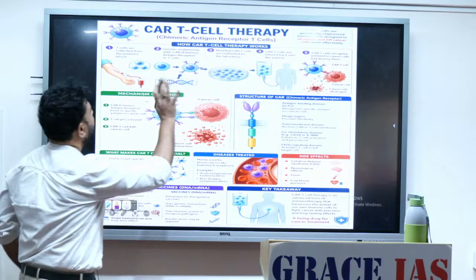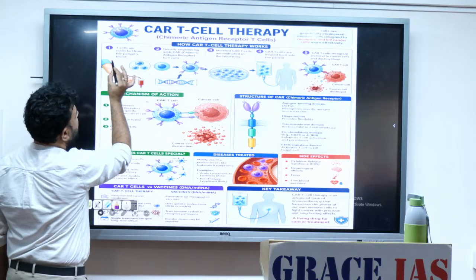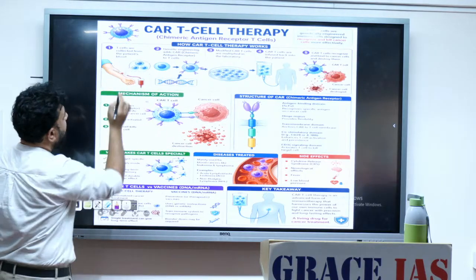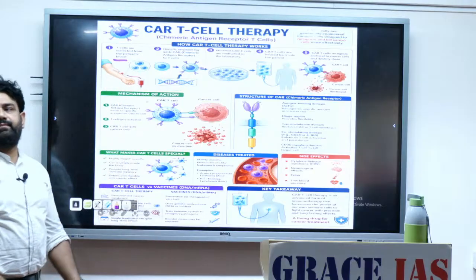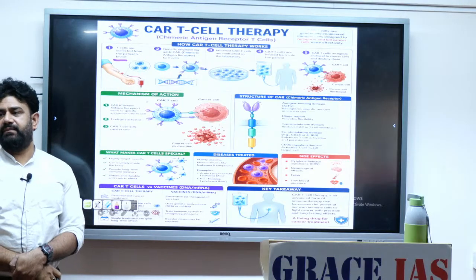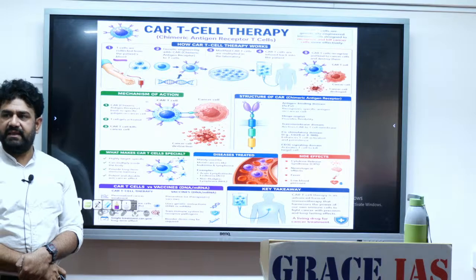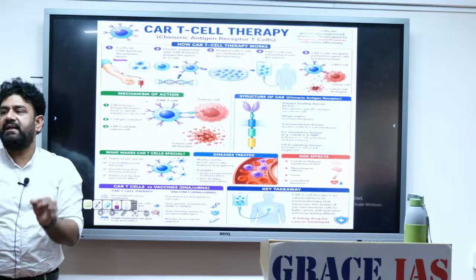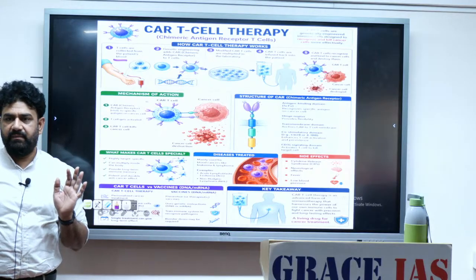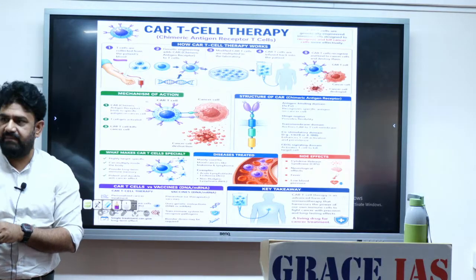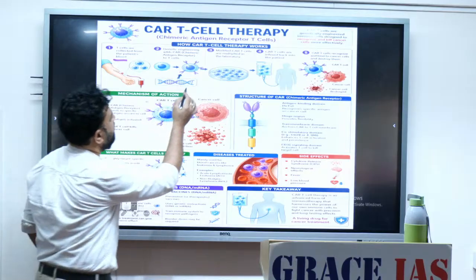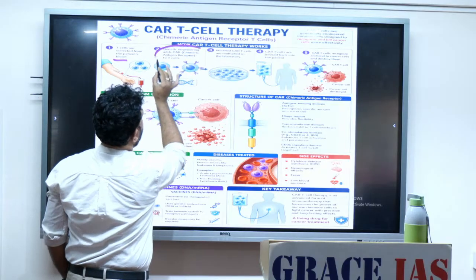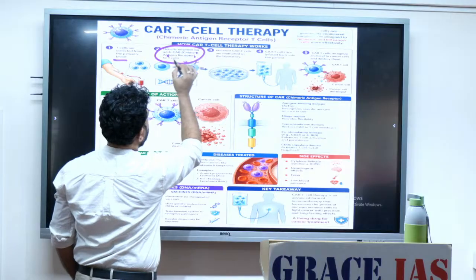So what is it here? First thing, what do we do? We take T cells from a person who needs treatment. Please understand this. Yes. So we take T cells from blood, from the patient or a person who needs a treatment. Okay. Next, what do we do here? Genetic engineering adds a chimeric antigen receptor to T cells.